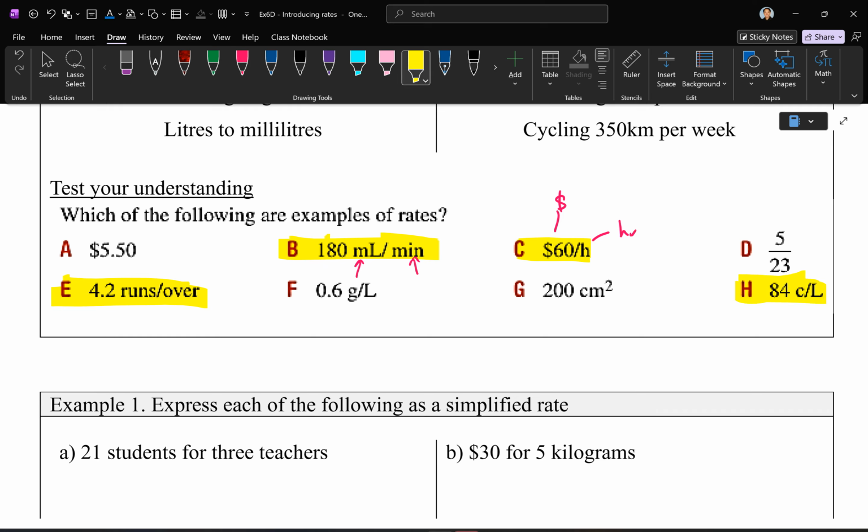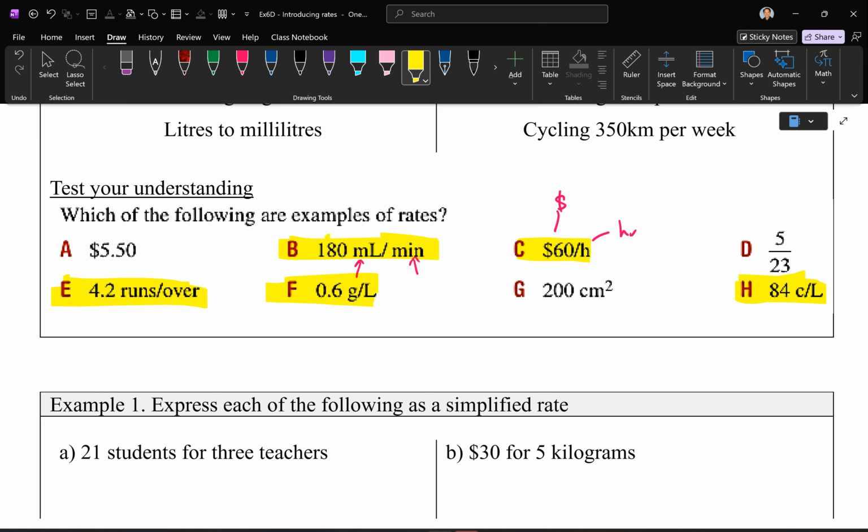H is also a rate. Very good. 84 cents per liter. One is in money in terms of dollars or cents, and one is in liters. Two different units. And there is one more. Lucas? F. 0.6 grams, so grams per liter.